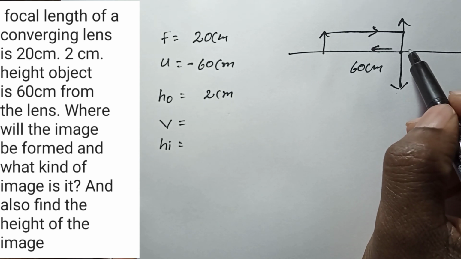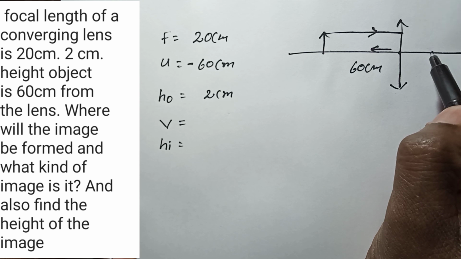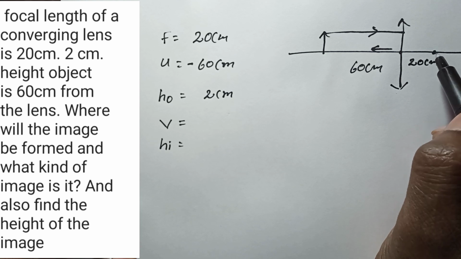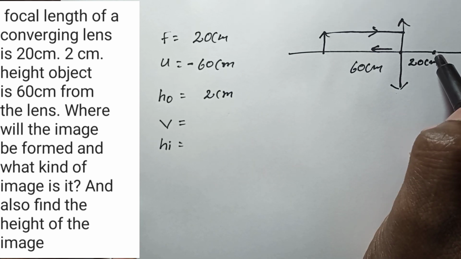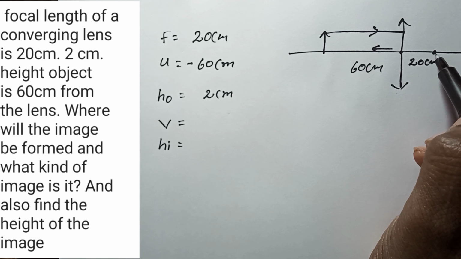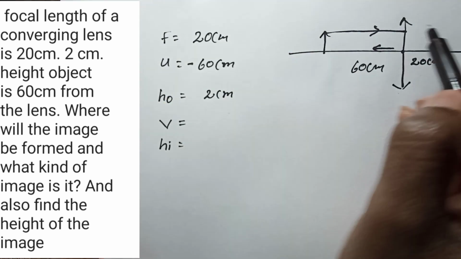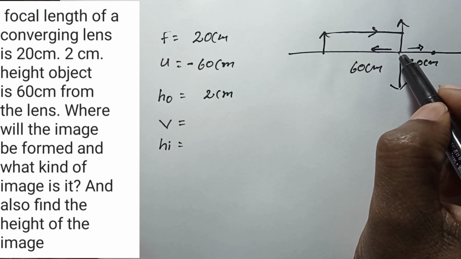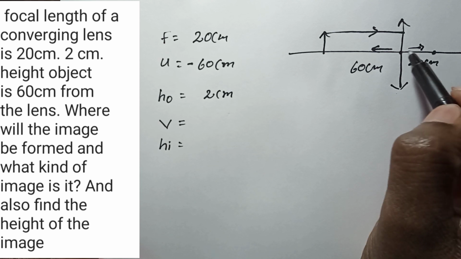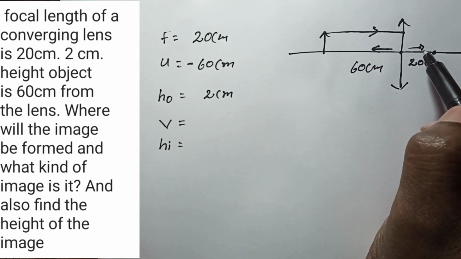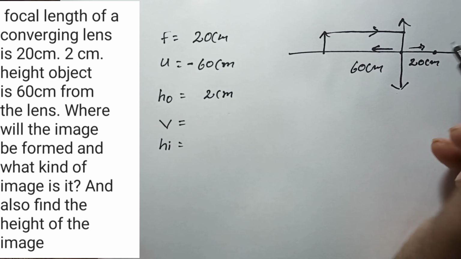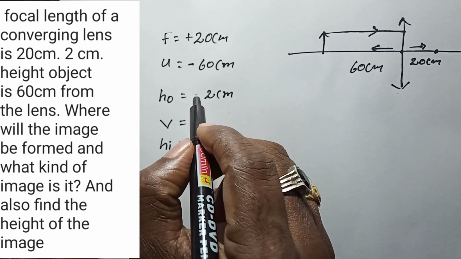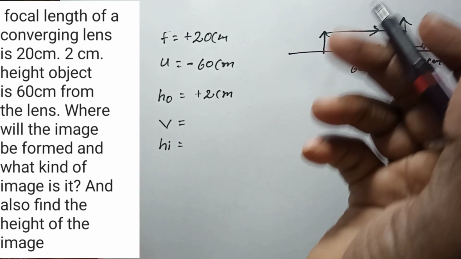So this is the direction of the incident ray. The focal length is given, that is 20 centimeters. For the converging lens, the focal length is 20 centimeters on this side. With respect to the sign conventions, the focal length is measured in this direction, from the optic center to the focus, the same direction. This is the direction of the incident ray and this is the direction of measuring the focal length. So same direction means the focal length is positive, and height above the principal axis is positive. I am taking the object above the principal axis, so that's why I am taking it as positive.